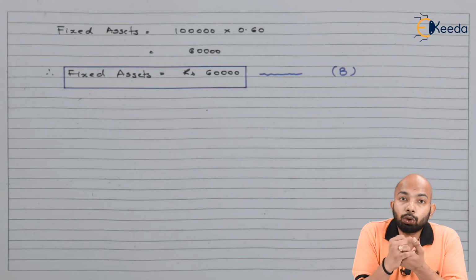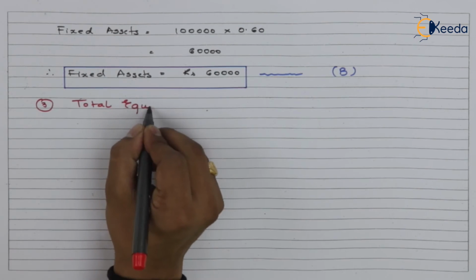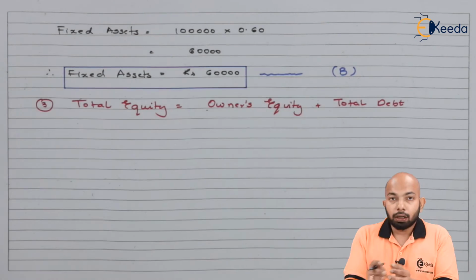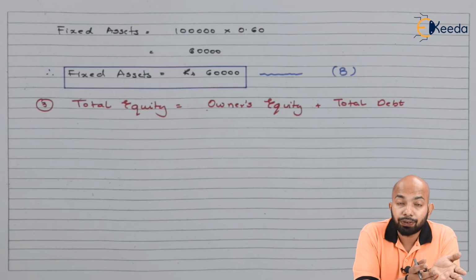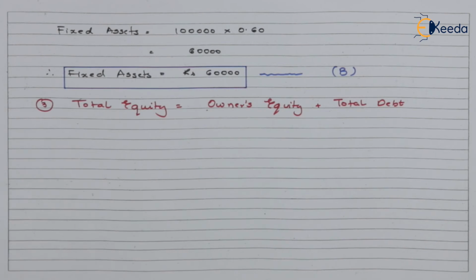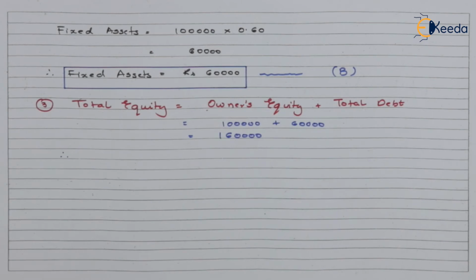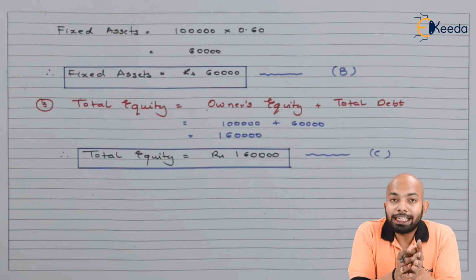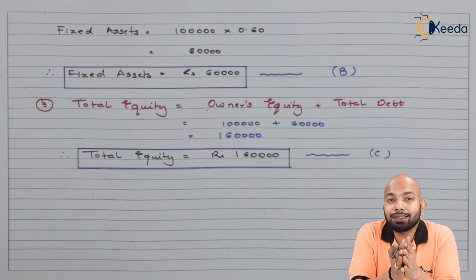Now, if you have to figure out the total equity, the formula here is owner's equity plus total debt. I believe we have both the numbers, that is owner's equity, which is 1 lakh, and total debt, that is 60,000, which we just figured out as a part of A. So we have figured out total equity as well, which is 1,60,000 now. Now let's figure out what else can be done using all these three values.